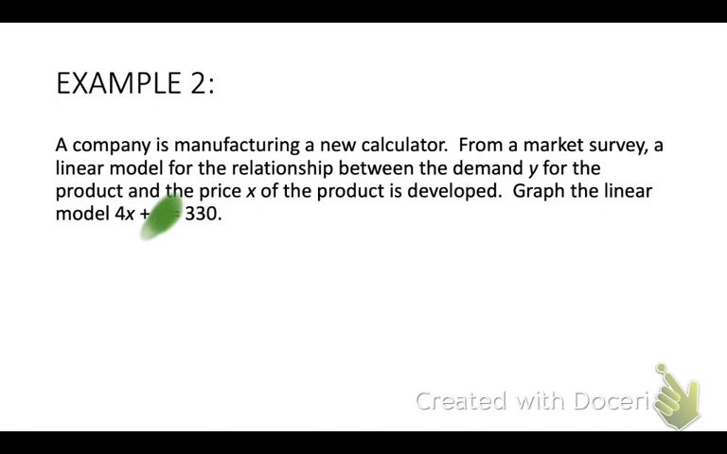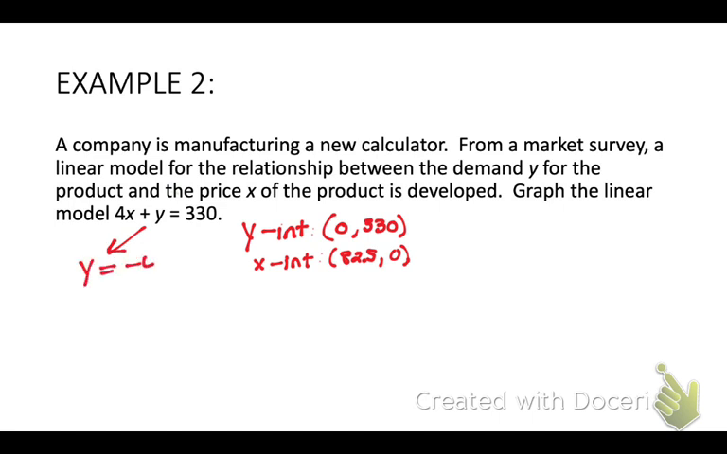Okay, so let's jot that down. So we know that my y-intercept is going to be the ordered pair 0, 330. We know that my x-intercept is going to be 82.5, comma 0. We could solve it and put it into slope-intercept form. That would just be y equals negative 4x plus 330. So now the y is solved for. Okay, let's graph it.